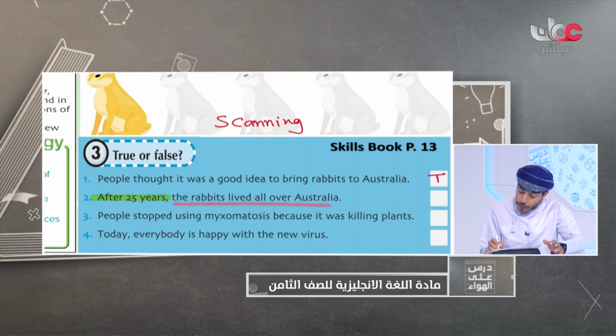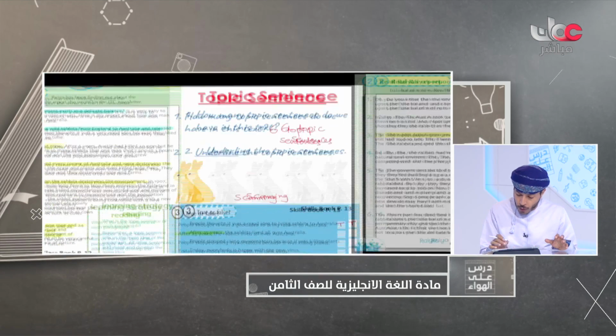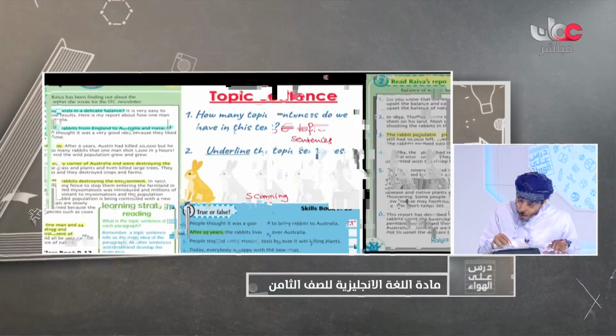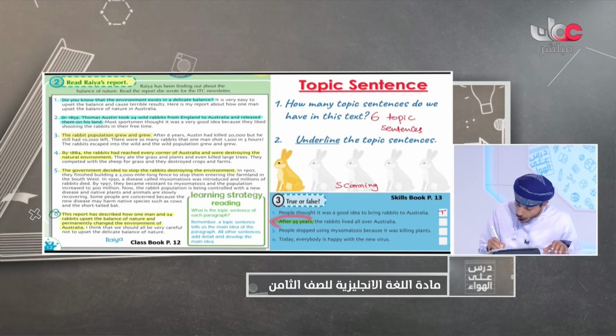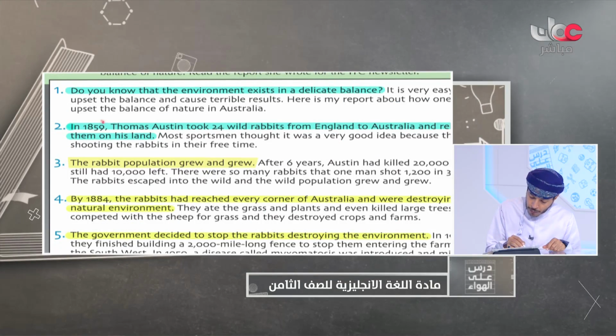The rabbits lived all over Australia. Back to the text, we don't have anything that says 25 years, but wait, something can tell us, because we have 2 years, this one and this one.